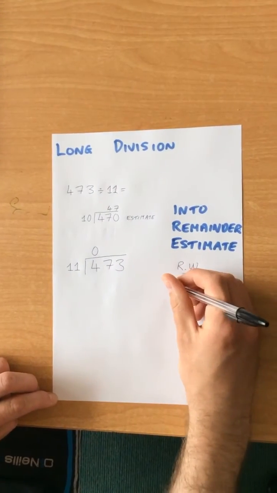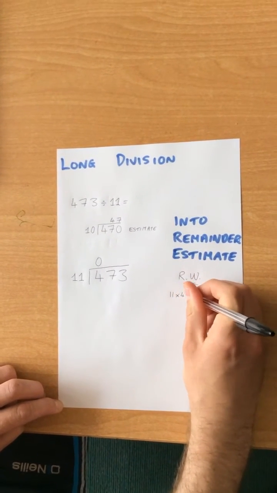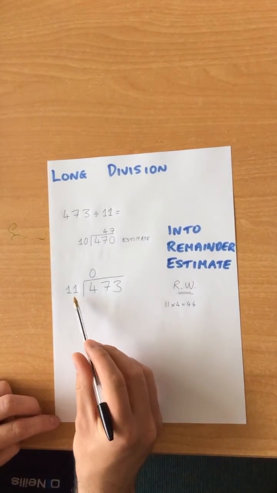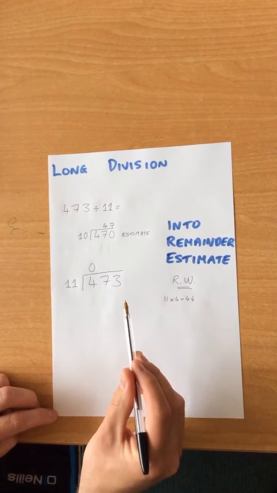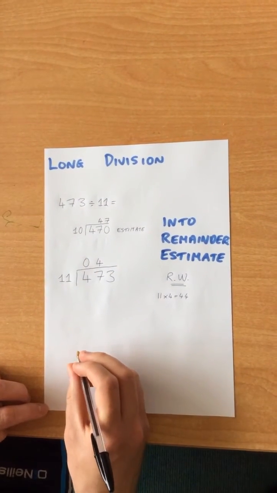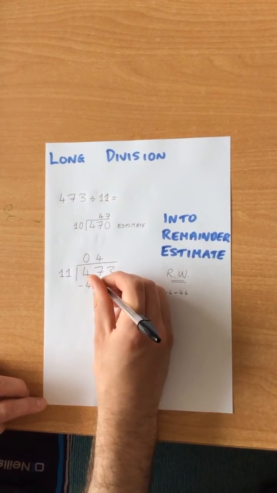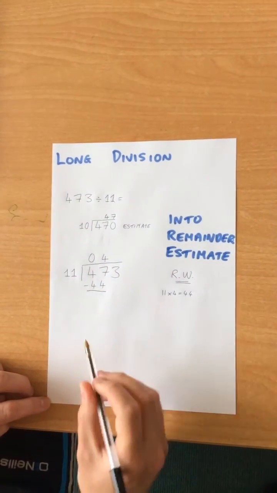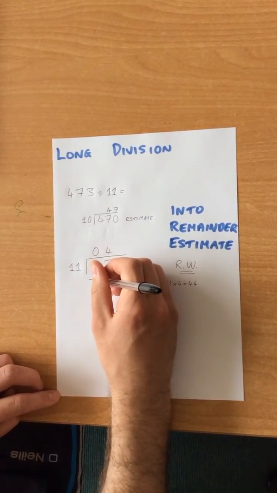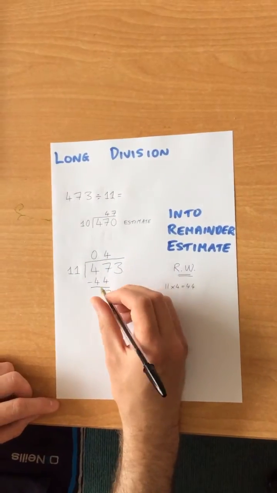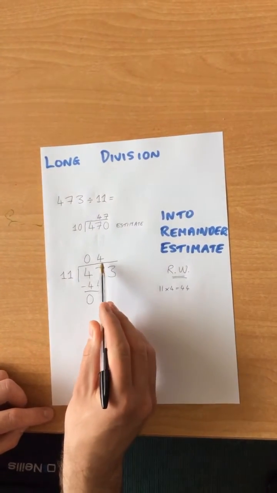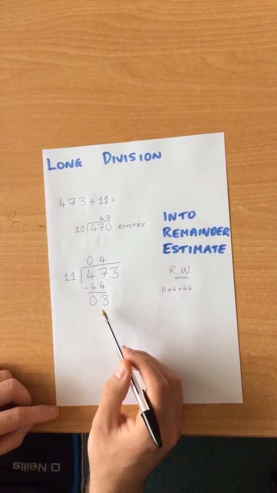Now the children should know from their tables that 11 times 4 is 44. So back to the sum, I'd say 11 into 47 will go 4 times. I put my 4 here on top. Now I take away the 44 to get my remainder. 7 take away 4 is 3, and 4 take away 4 is 0, it's nothing. So 11 into 47 will go 4 times, remainder 3.